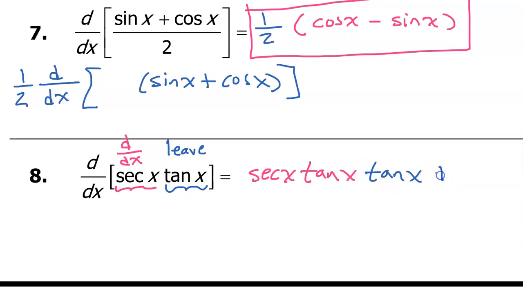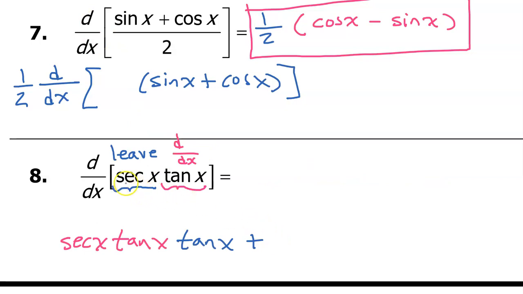Then I do a plus, and the second time through, I switch this around. This time I'm going to leave the first factor alone. So I have secant x. And I take the derivative of the second factor. We've memorized that the derivative of tangent is secant squared. So we will have secant squared.